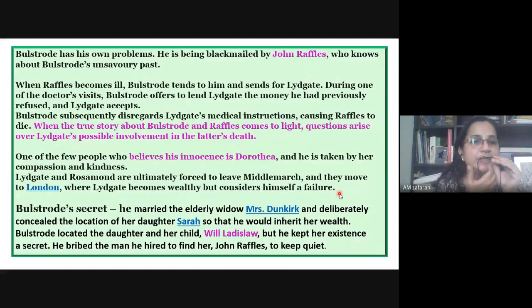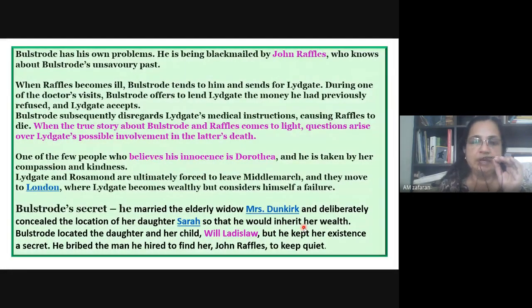Now, what is Bulstrode's secret? Let's look into his unsavory past. He married the elderly widow Mrs. Dunkirk, and deliberately concealed the location of her daughter Sarah so that he would inherit her wealth. So Bulstrode's secret is this. He had married a widow called Mrs. Dunkirk, who had a daughter called Sarah, who had run away from home. And Mrs. Dunkirk had asked Bulstrode to find out where exactly Sarah is. And Bulstrode knew where Sarah was, yet he conceals the location of Sarah so that after the death of Mrs. Dunkirk, he will inherit all the wealth.